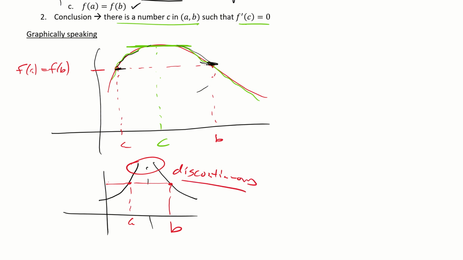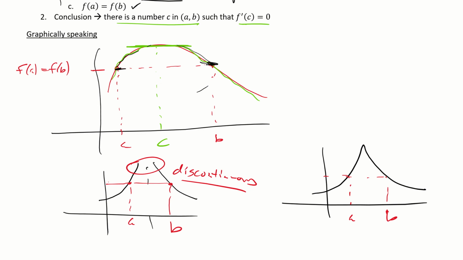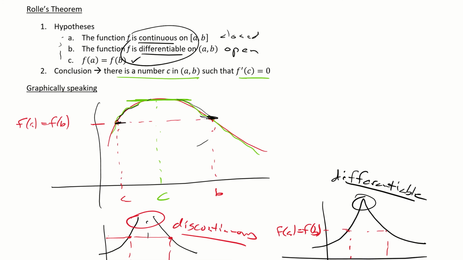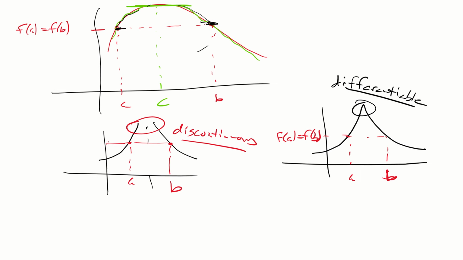It has to also be differentiable. You could have something like this, and the one thing to play around with is maybe a cusp, okay? And once again, say this is A, and this over here is B, and their function values match up. F of A equals F of B. But in between, what do you see? I see a point of non-differentiability. The derivative doesn't exist there. So that's where you have to have it be differentiable. So those two hypotheses have to hold. And then, of course, have the endpoints equal to each other.